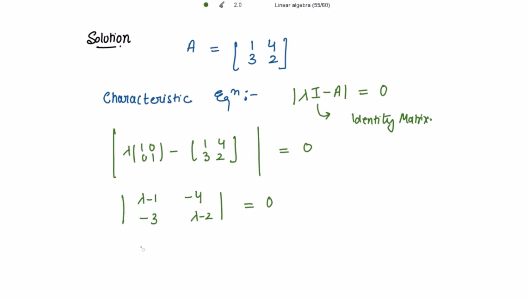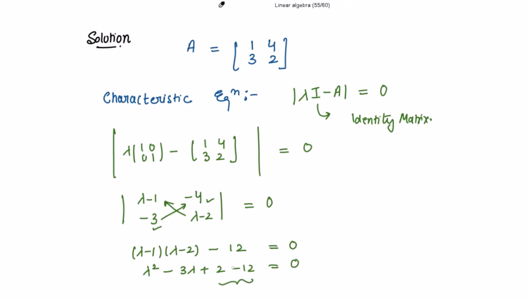So now finding the determinant of this, we have to cross multiply these two. So this is the product of lambda minus 1 and lambda minus 2, minus, multiplying minus 3 and minus 4, we get 12. So from here we get lambda square minus 3 lambda plus 2 minus 12 equals 0. And this is minus 10.